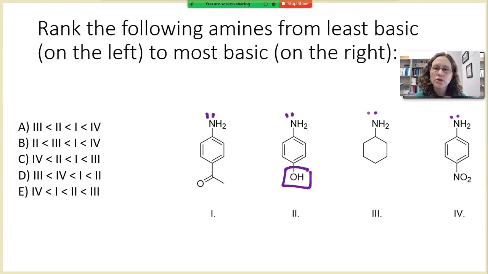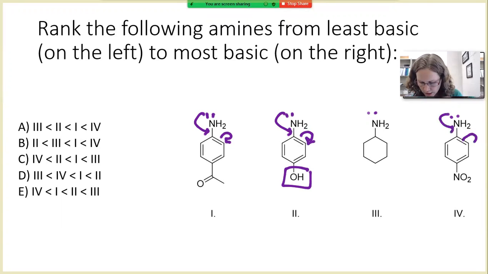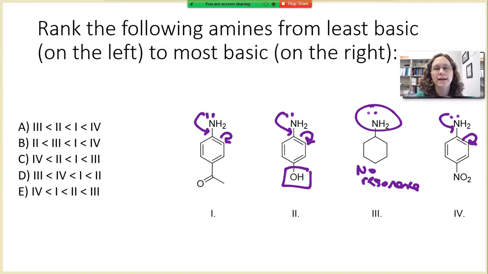resonance. So 3 out of these 4 molecules will have resonance. You can draw the resonance contributor like this in each case, where you can push the electron density into the aromatic ring. Only molecule 3 has no resonance. And that's important because that means that all of the electron density is just concentrated on that one nitrogen atom. So of all of the molecules, this is the one that's going to be the least stable.